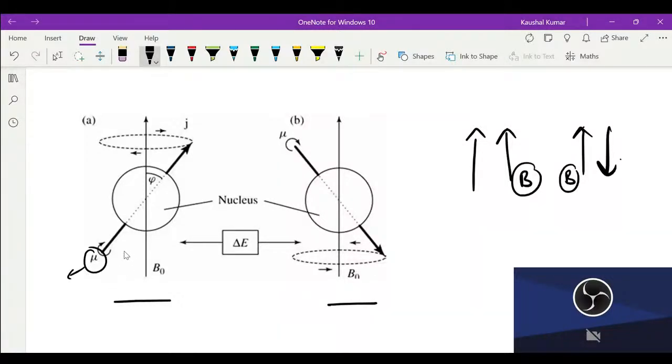The velocity of the atom spinning on its own axis. And this is the V value. This is the B magnetic field which you are applying to this atom. If this atom turns around along this magnetic field, then it is called parallel. And if it turns back against the magnetic field, then it becomes anti-parallel.